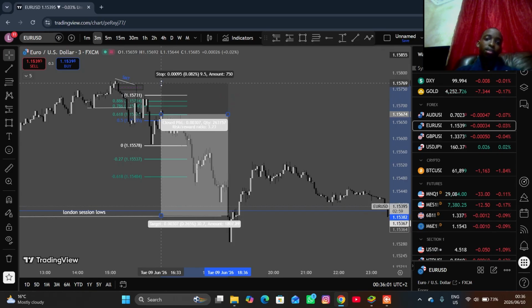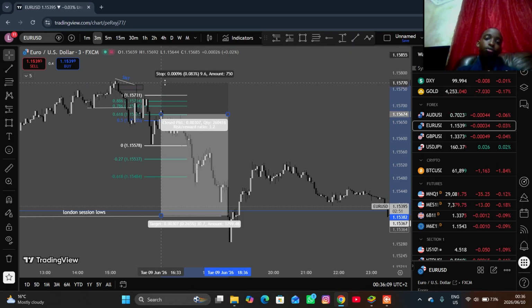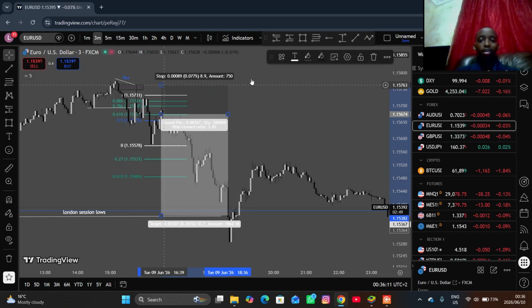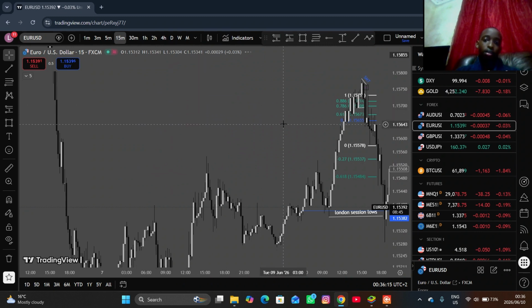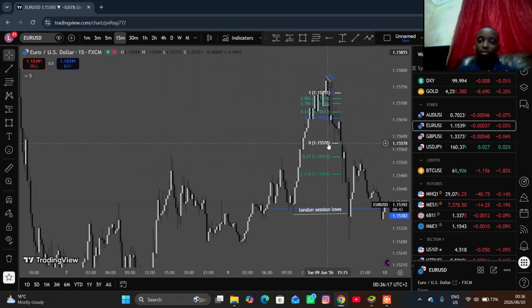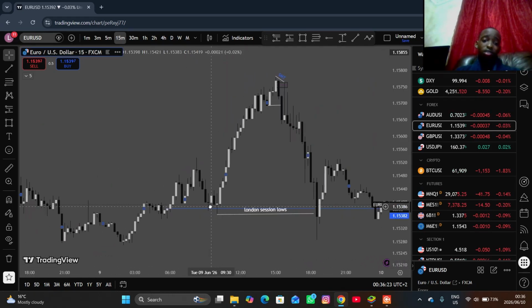Stop loss, I'd say this high for a juice one to be safe, but if you want a higher RR, you lower it down here. I probably would have gone for a juice one just to be safe. But yeah, it doesn't look too bad from the 15 minute, but if you're trading on the 15 minute, you probably wouldn't have caught this. So yeah, that's really my strategy.